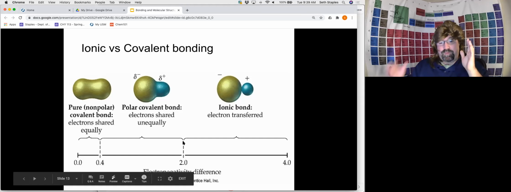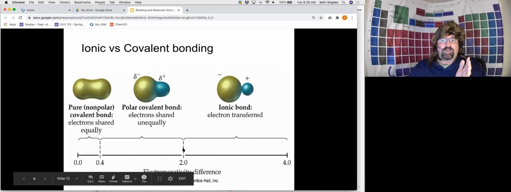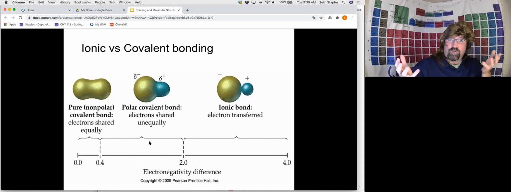Again, for our purposes, we do talk about it more in definitive terms. So we're going to say that any electronegativity difference greater than 2 is an ionic bond. Any electronegativity difference less than 2 is a covalent bond. Anything between 0.4 and 2 is a polar covalent bond. And we'll be using that term polar quite a bit, especially when we get into shapes and properties in the next lecture.